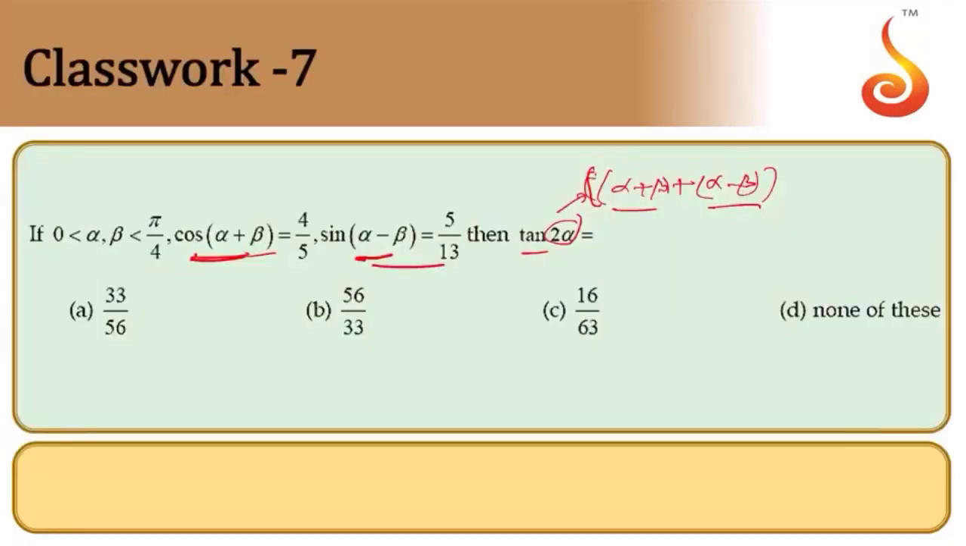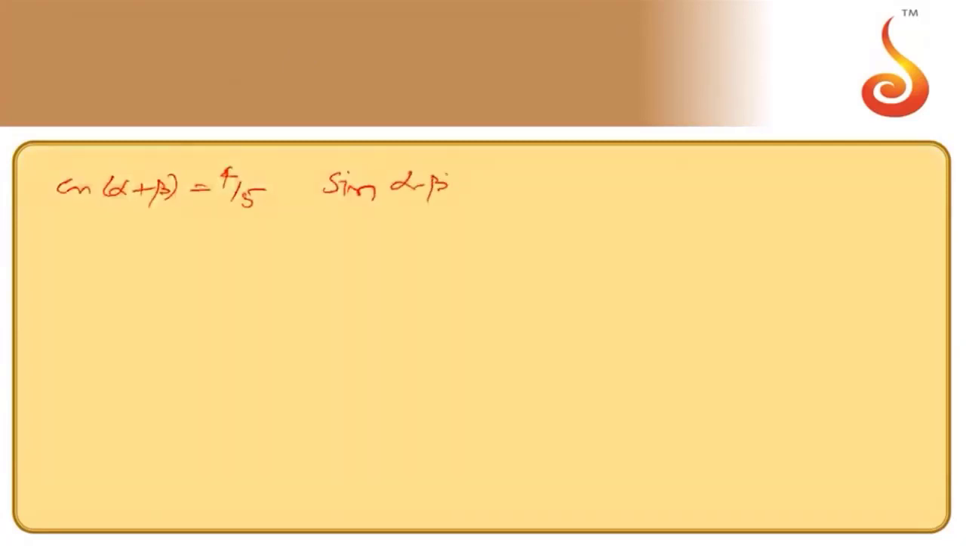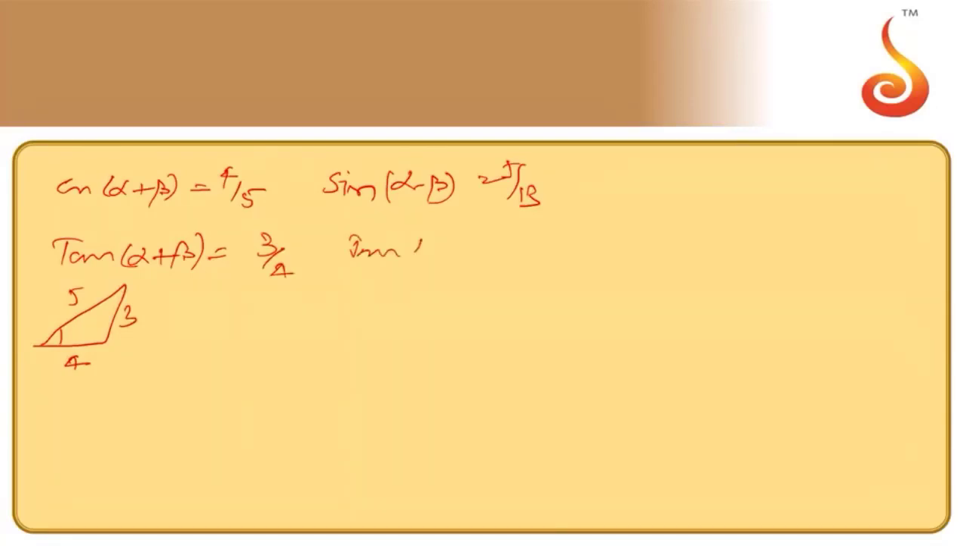So let me consider cos of alpha plus beta equal to 4 by 5, and sine of alpha minus beta equal to 5 by 13. From here, tan of alpha plus beta is given by, from the triangle law, cos is 4 by 5 and tan is 3 by 4. Similarly, tan of alpha minus beta is equal to 5 divided by 12, with 5 by 13 and this is a 12.